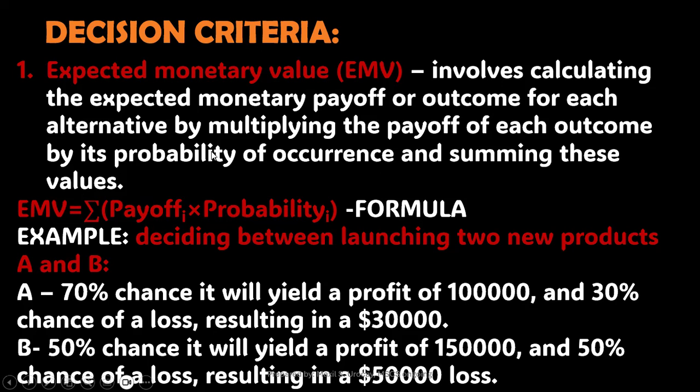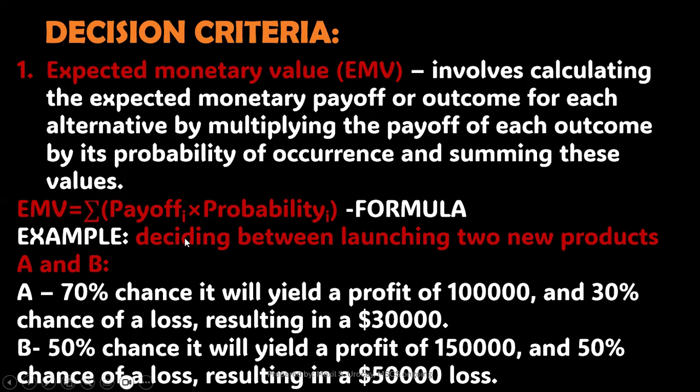So we are using the payoff times the probability. That means your expected value is a summation, so you have to sum up everything, each payoff times its probability, however many payoffs and probabilities there are in your problem.